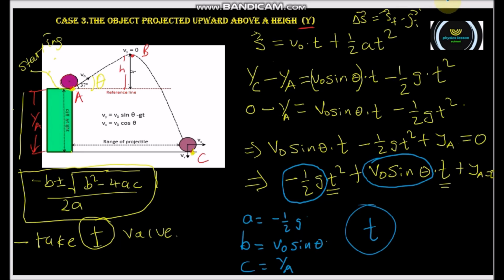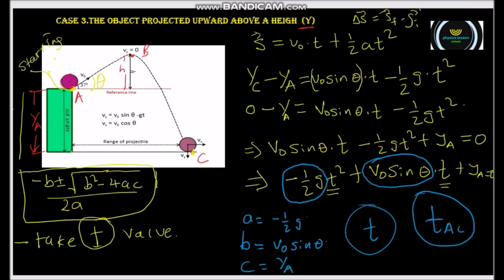Okay, now this is the value of what? TAC. Okay, we have here the TAC value. Now what about the range? The range means the horizontal distance. Here we have the range.